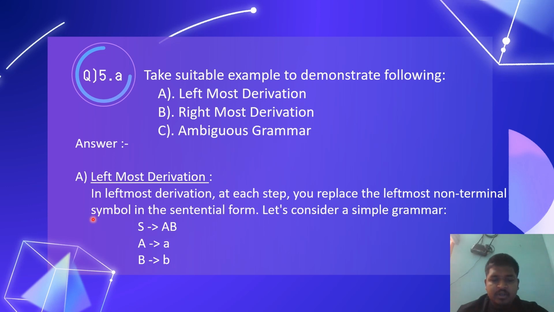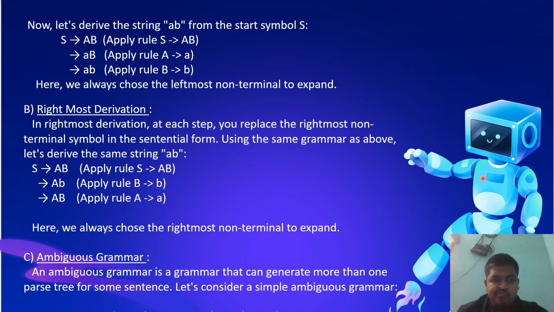Let's consider a simple grammar like S → AB, A → a, B → b. Now let's derive the string AB from the start symbol S. S → AB applies rule S → AB, AB → aB applies rule A → a, aB → ab applies rule B → b. Here we always choose the leftmost non-terminal to expand.